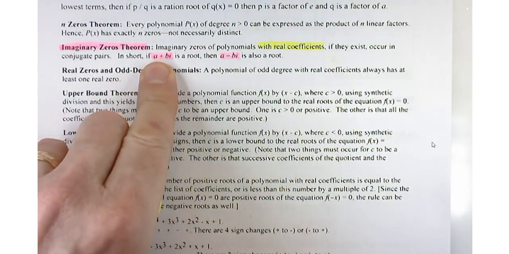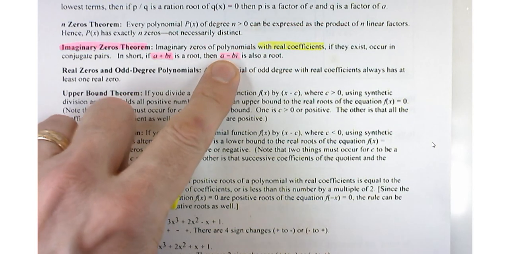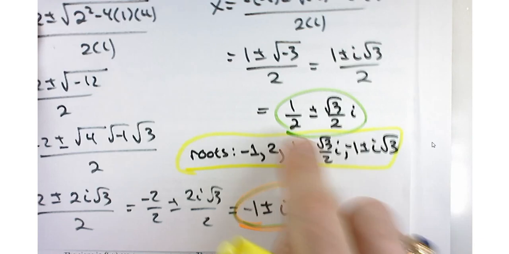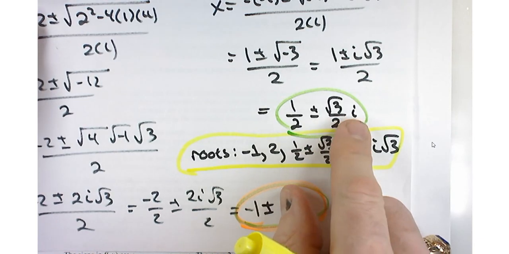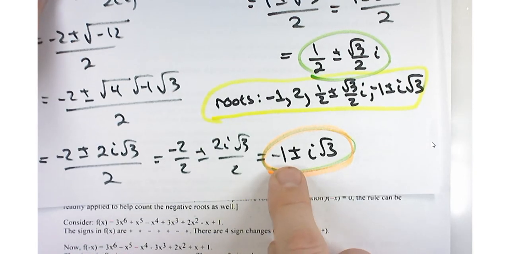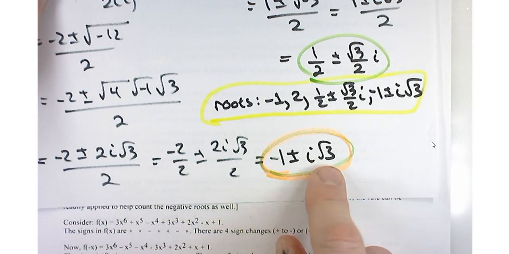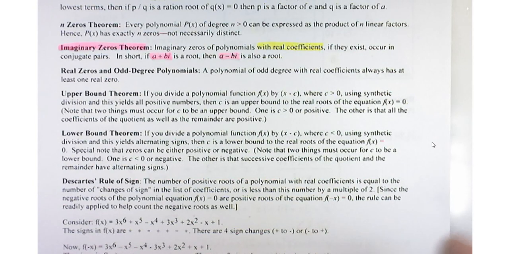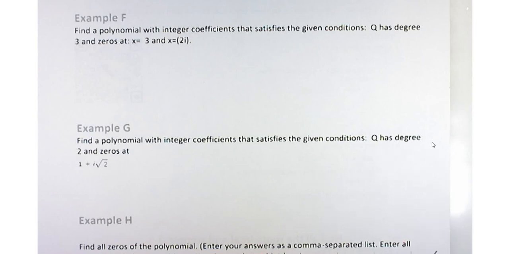And that is if you have a polynomial with real coefficients and you get a plus bi as a root, then a minus bi is also a root. They occur in pairs. So if you look back at our last example, we had 1/2 plus the square root of 3 over 2i. Then we also got 1/2 minus the square root of 3 over 2i. They occur in pairs. -1 plus i times the square root of 3, -1 minus i times the square root of 3. So they occur in those special pairs.